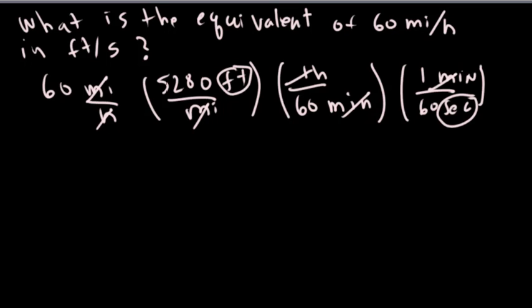So now we just need to multiply 5,280 times 60 divided by 60. Well, that 60 cancels there. It's making our math a little bit easier. Doing the math, it comes out to 88 feet per second. So 88 feet per second is the equivalent of 60 miles per hour.